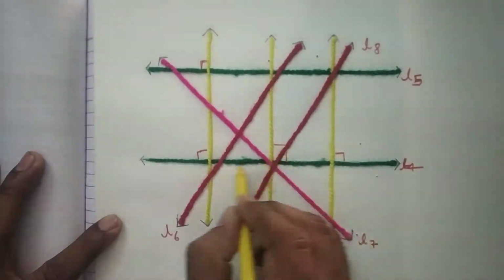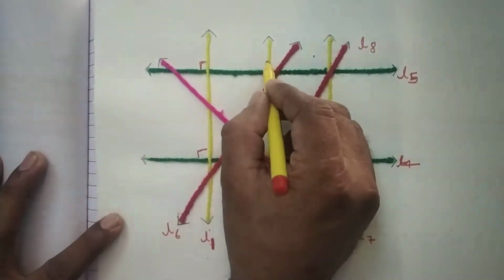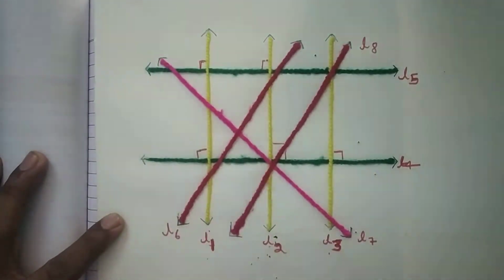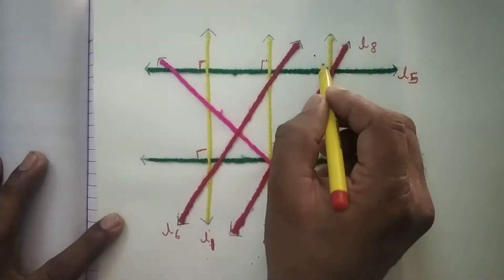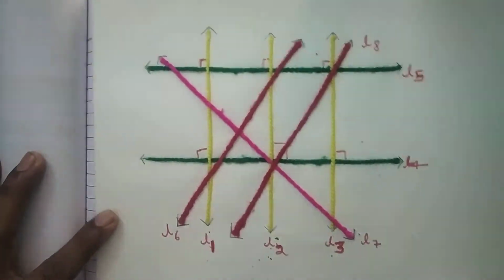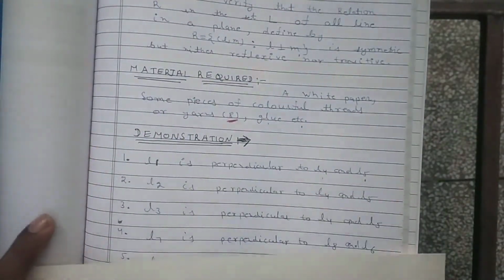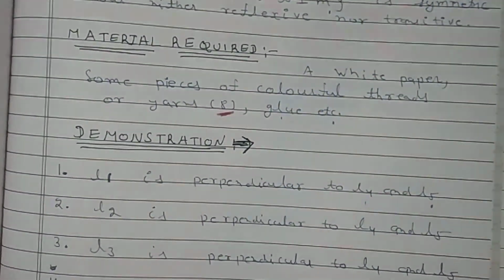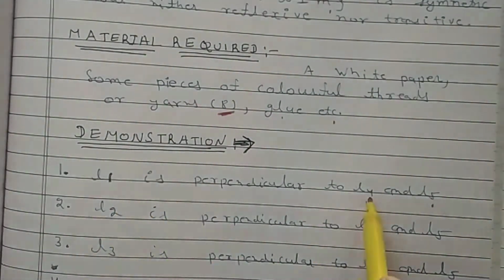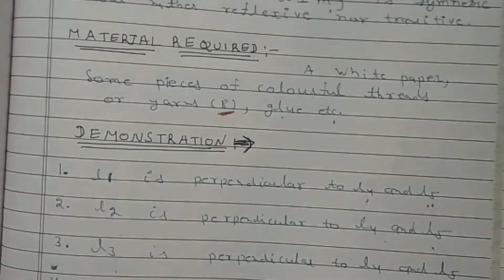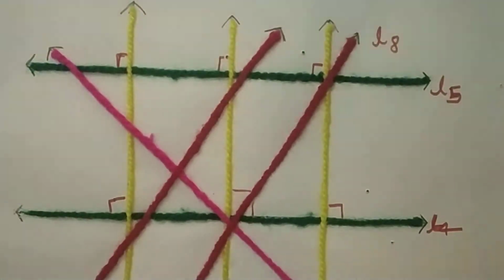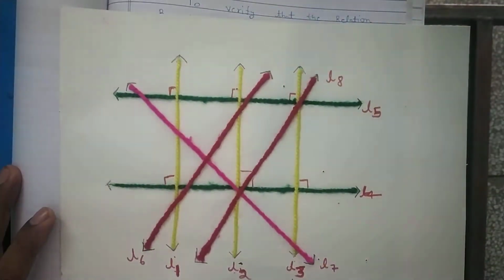Similarly, L2 is perpendicular to L4 as well as L5. And L3 also is perpendicular to L4 and L5. Now we write down this. L1 is perpendicular to L4 and L5. L2 is perpendicular to L4 and L5. Similarly, L3 is perpendicular to L4 and L5.